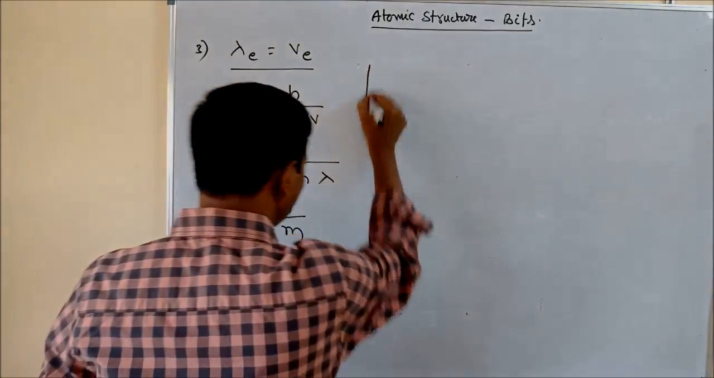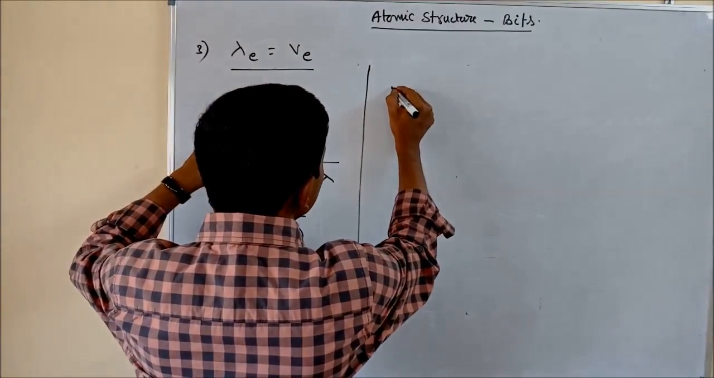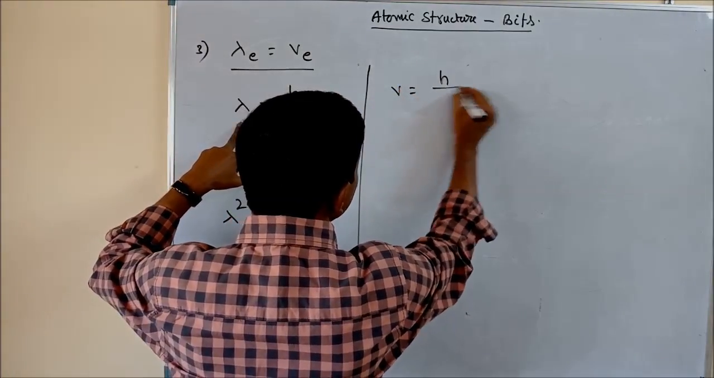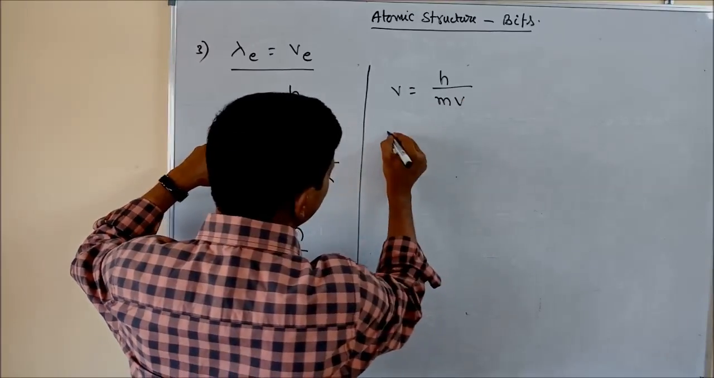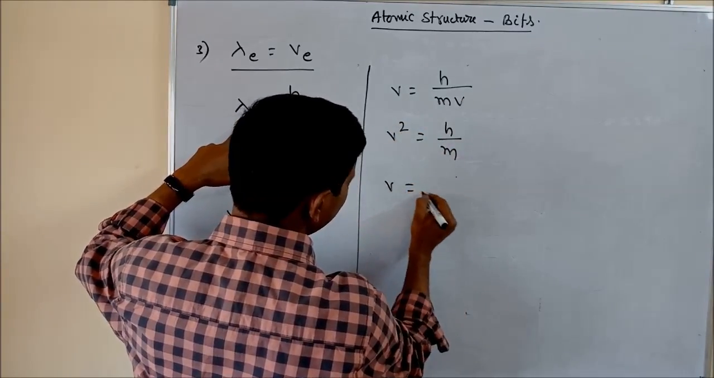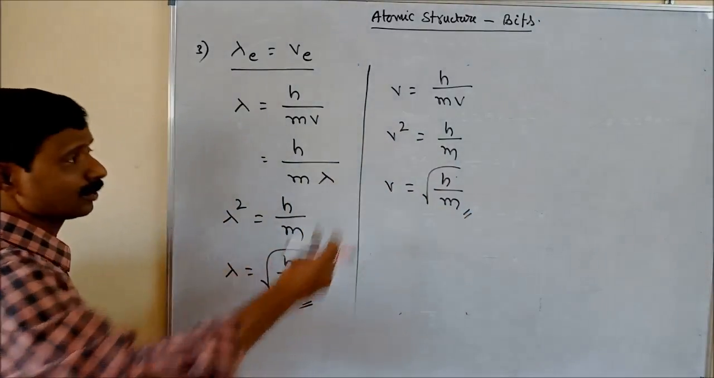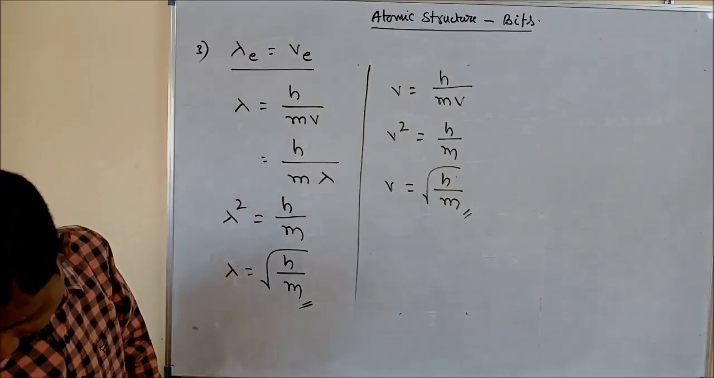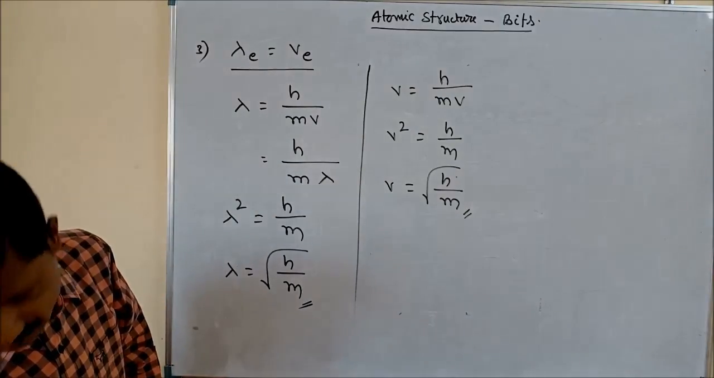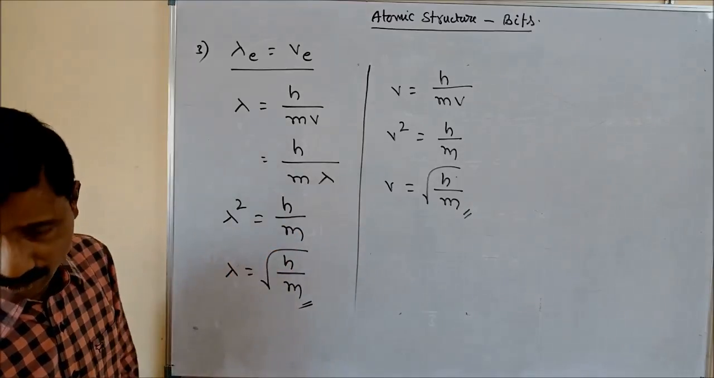Otherwise, if the options are related to the velocity, as per this, v equals h by mv, or v square equals h by m, or v equals root h by m. Both the relations are correct, and we have to go for whichever relation is satisfied. So this is one model.